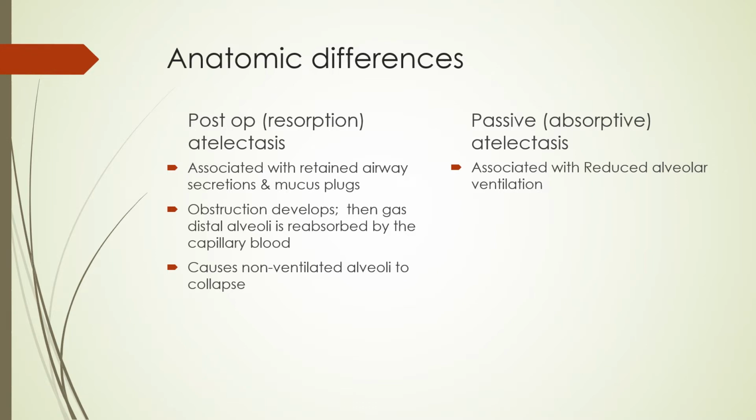So let's look at resorption versus absorptive atelectasis. There's a little bit of a difference here. Usually the postoperative or resorptive atelectasis can be associated with secretions and mucus plugs. So remember, we're shutting down the mucociliary escalator with an operation, right? They're given paralytics. We're talking general anesthesia here. It stops their mucociliary escalator from functioning. So this means that they're more likely to have retained airway secretions and mucus plugs, especially if they have an underlying condition like bronchiectasis or chronic bronchitis, right?